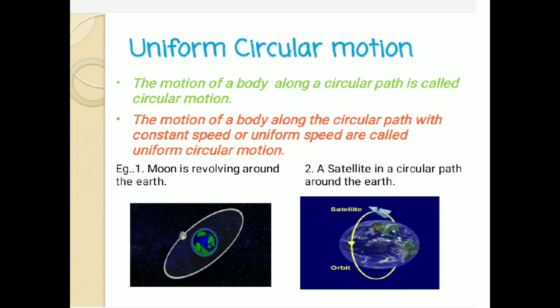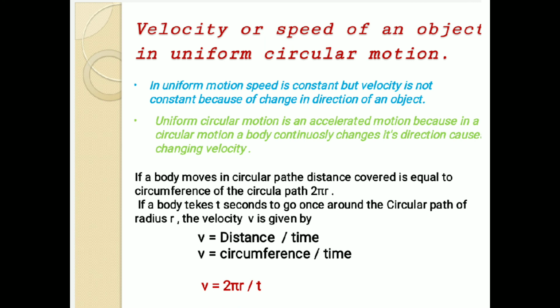For example, the moon is revolving around the earth. This is a uniform circular motion. Next, an artificial satellite is moving around the earth. This is also an example of uniform circular motion. This is the definition of uniform circular motion. So uniform circular motion is also known as accelerated motion.